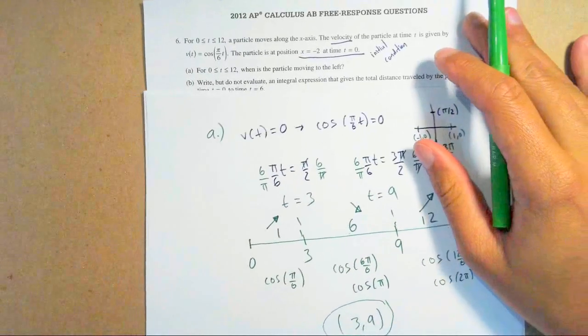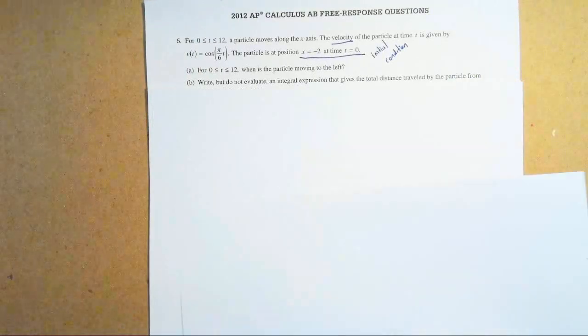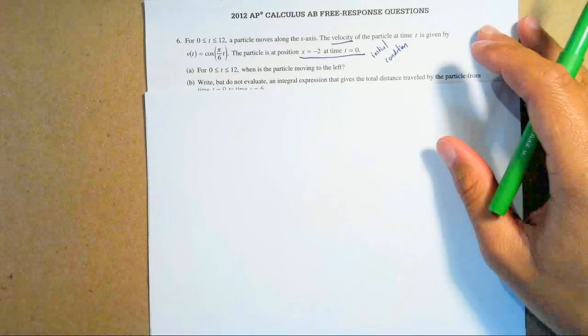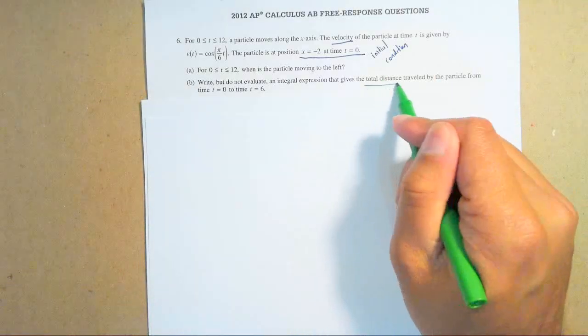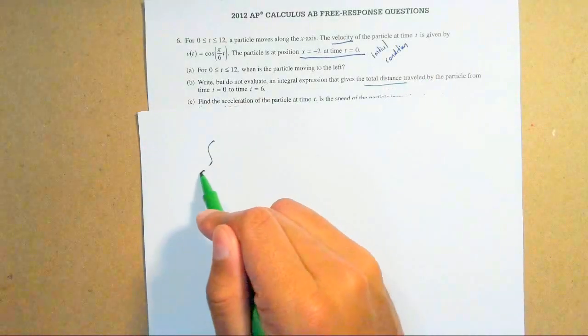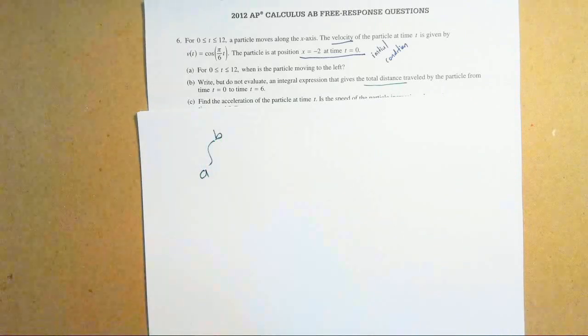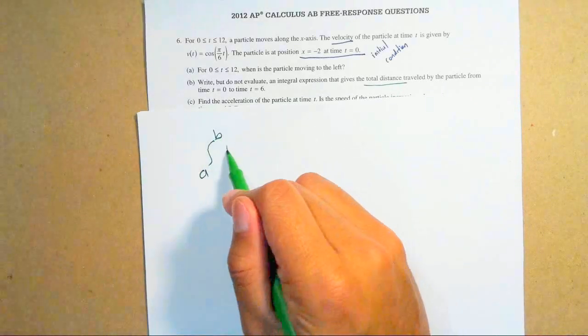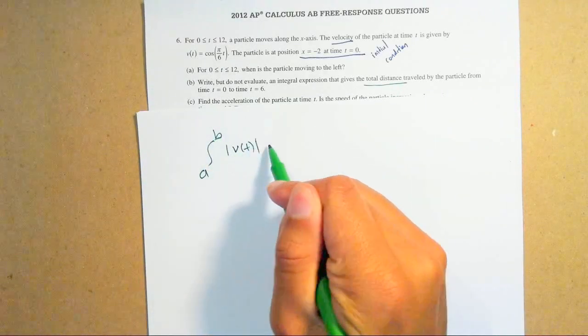Well, part B says, write, but do not evaluate an integral expression that gives a total distance. That's the key word, total distance. You have to know what that means. Total distance is from some point A to some point B. You're going to find the integral of the absolute value of velocity.